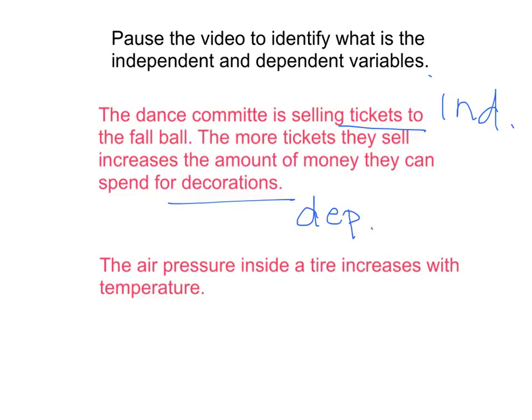The air pressure inside a tire increases with temperature. So the independent variable is the temperature, and the dependent variable is the pressure. The pressure depends on the temperature.